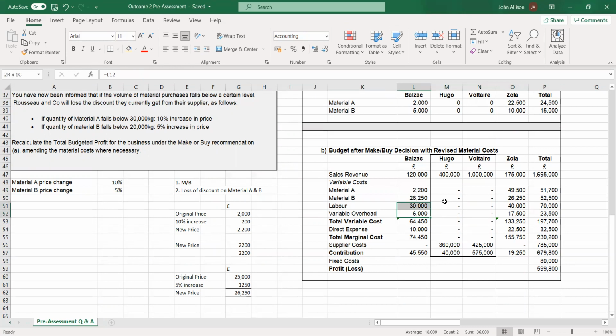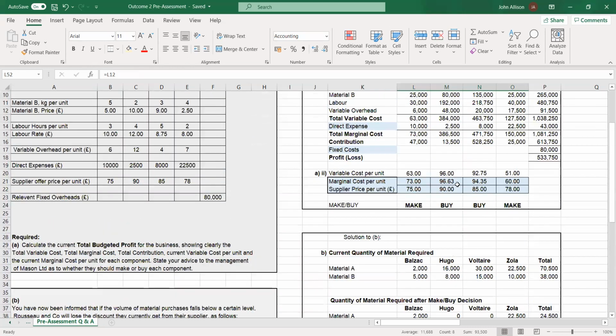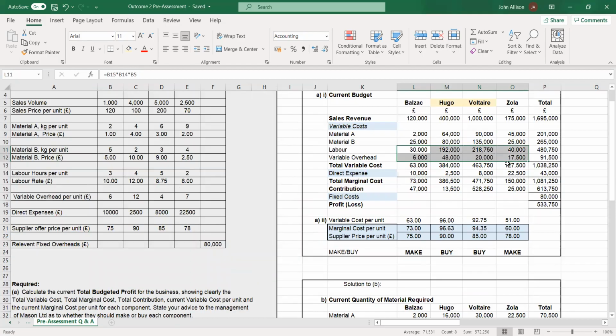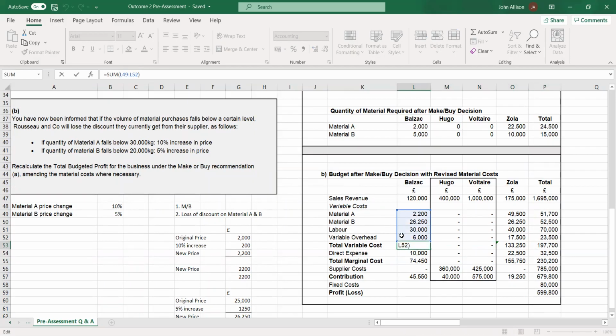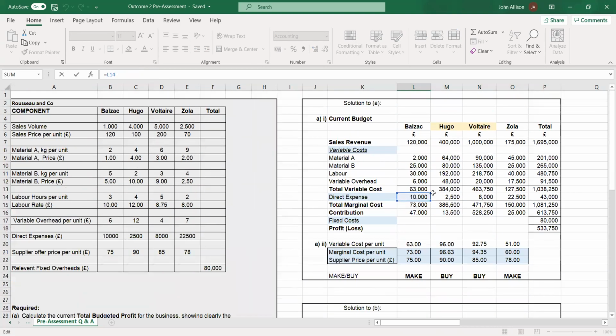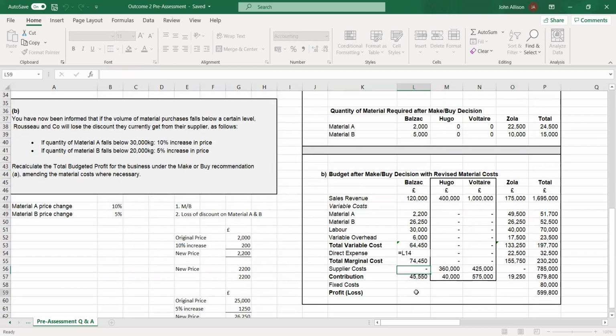The labour costs and the variable overheads are going to be the same. They've not changed. The only difference is for the products that we choose to buy in, we're not going to have any cost for them. We get the variable cost the same way we always did, which is we add up all the individual variable costs. So for Balzac, material A plus material B plus the labour plus the variable overhead gives us the total variable cost. The direct expense is still the same, so we still have to use that machine for Balzac, the £10,000 machine we have to hire.